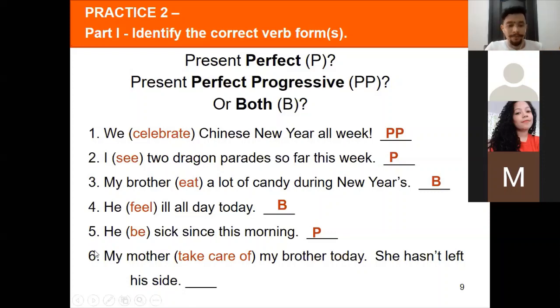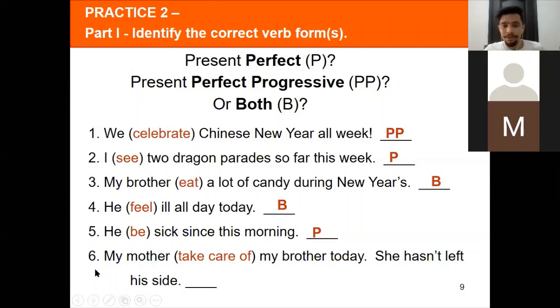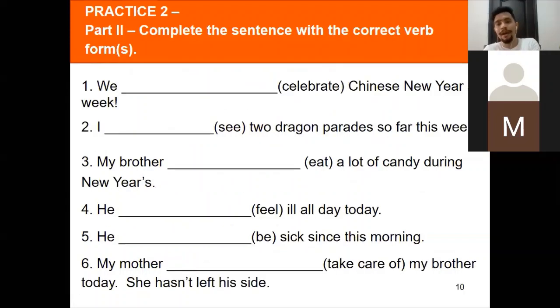Now the last one. What do you think? My mother take care of my brother today. She hasn't left his side. Progressive. Yes, that's progressive. Take a look at what it says here. We have context. She hasn't left his side, which means she's still with him, right? So that's great. Now let's go back. Let's go to this next slide.